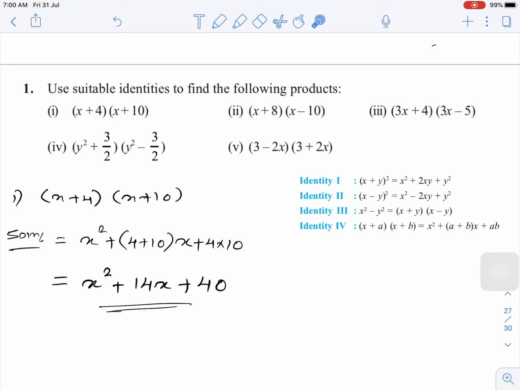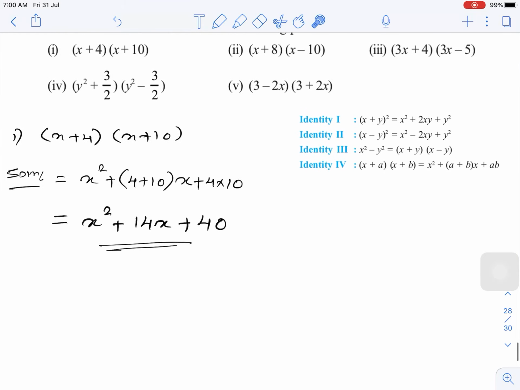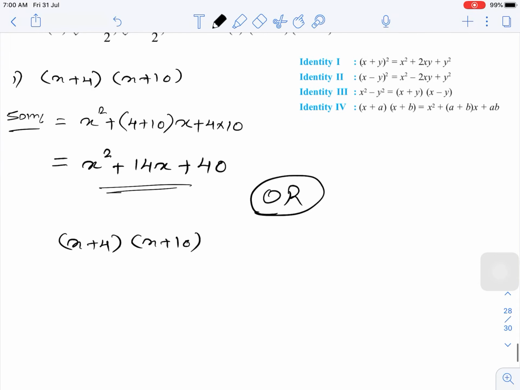Okay, now we can solve this example by one more method. I am writing here, or. Okay, now by another method, what you will do? X plus 4, x plus 10. Now this is our general method. What we are doing, we are keeping this first term and multiplying with this full bracket. So what you will get? X into x plus 10.